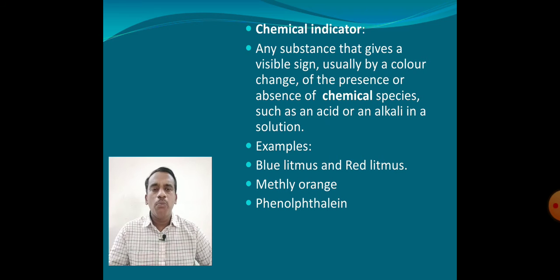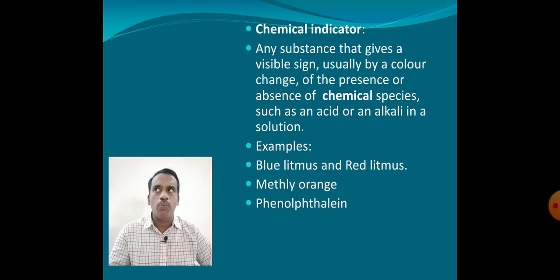Other than the blue litmus paper, what other chemical indicator can we use? We can use the red litmus paper also. But the function of red litmus paper is to detect the presence of a base. It means when you dip a red litmus paper in a basic solution, then it turns blue.